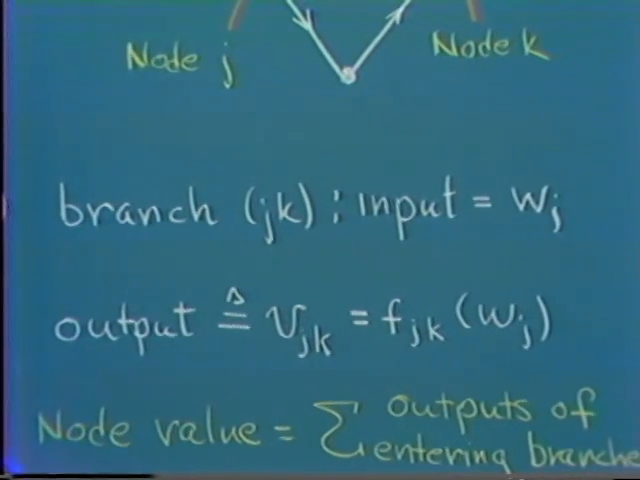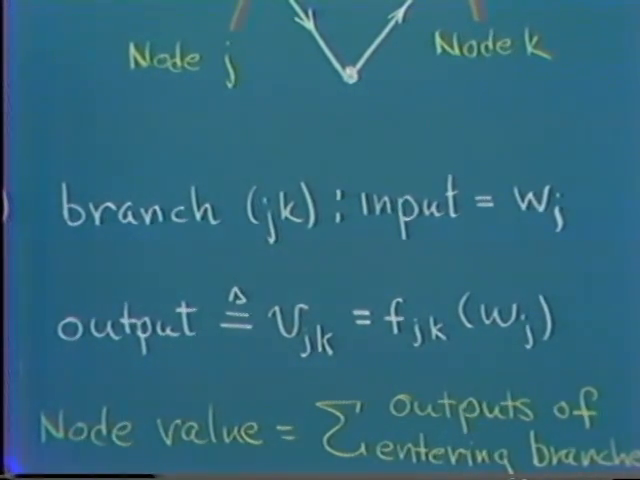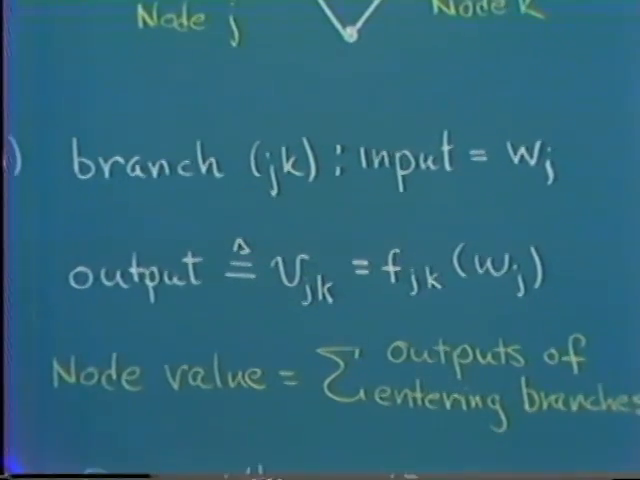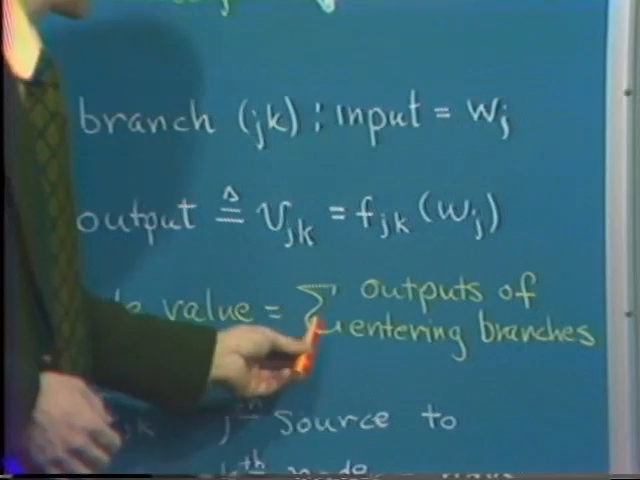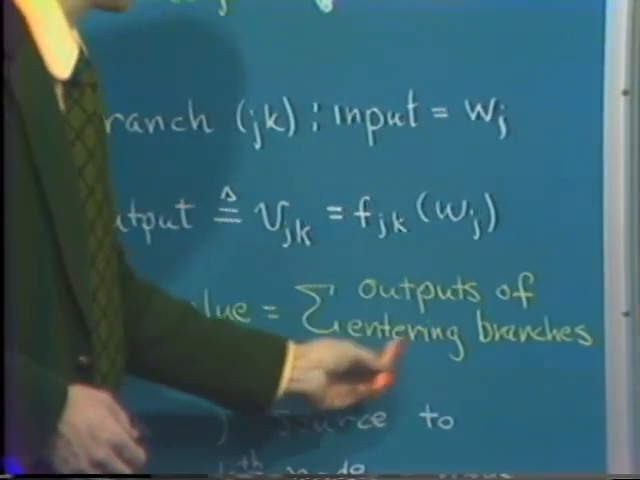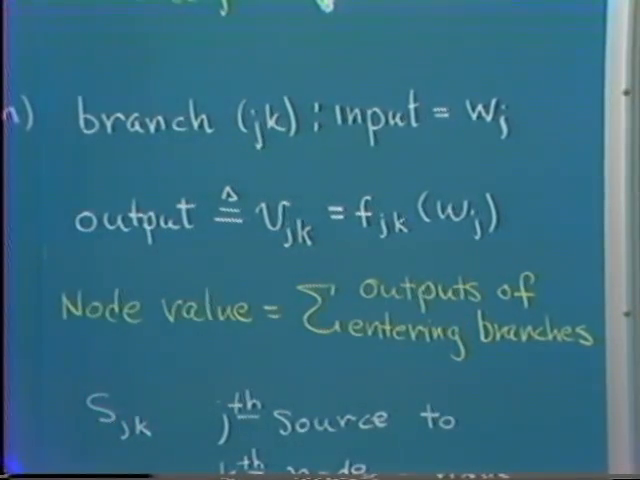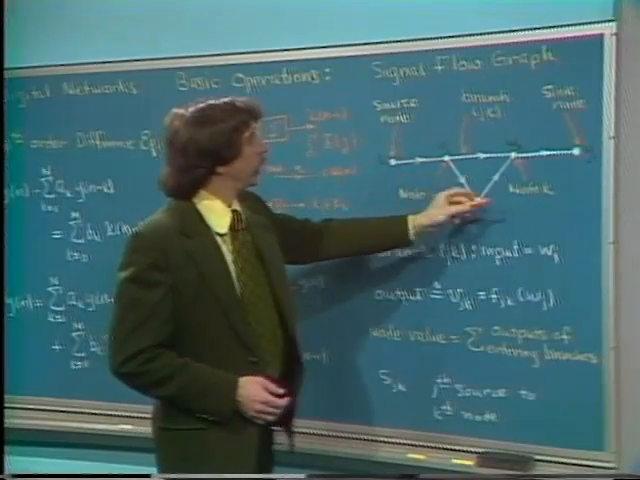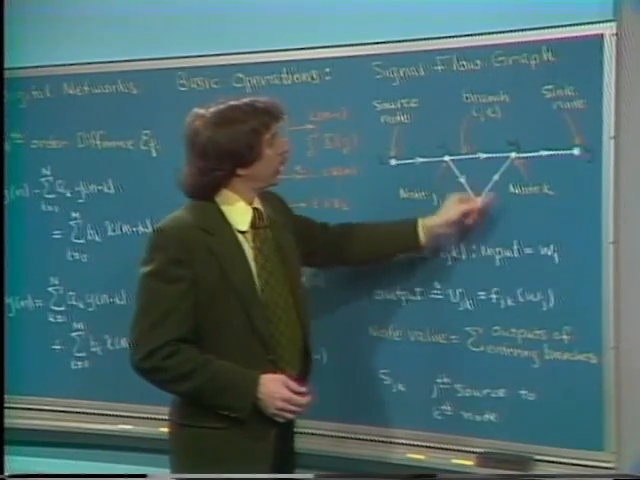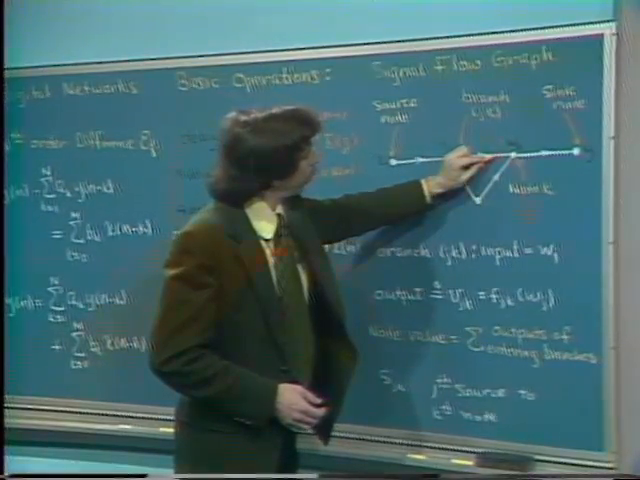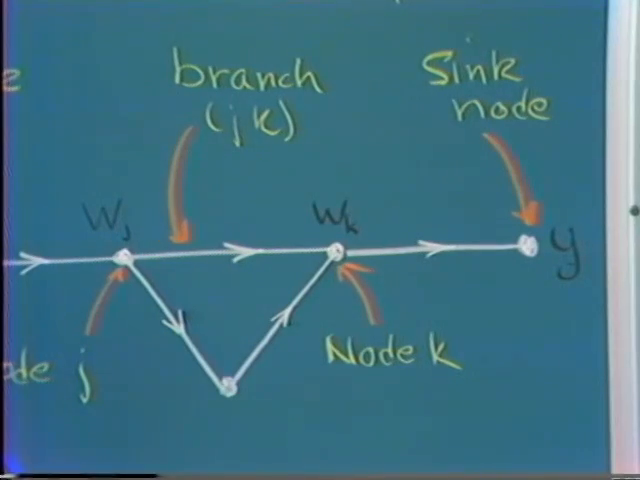Finally, to get the values of the node variables, the node values are defined to be equal to the sum of the outputs of the branches entering the node. So if we were to look up here, for example, this node variable would be equal to the output of this branch plus the output of that branch. And that's essentially the algebraic construction of flow graphs.